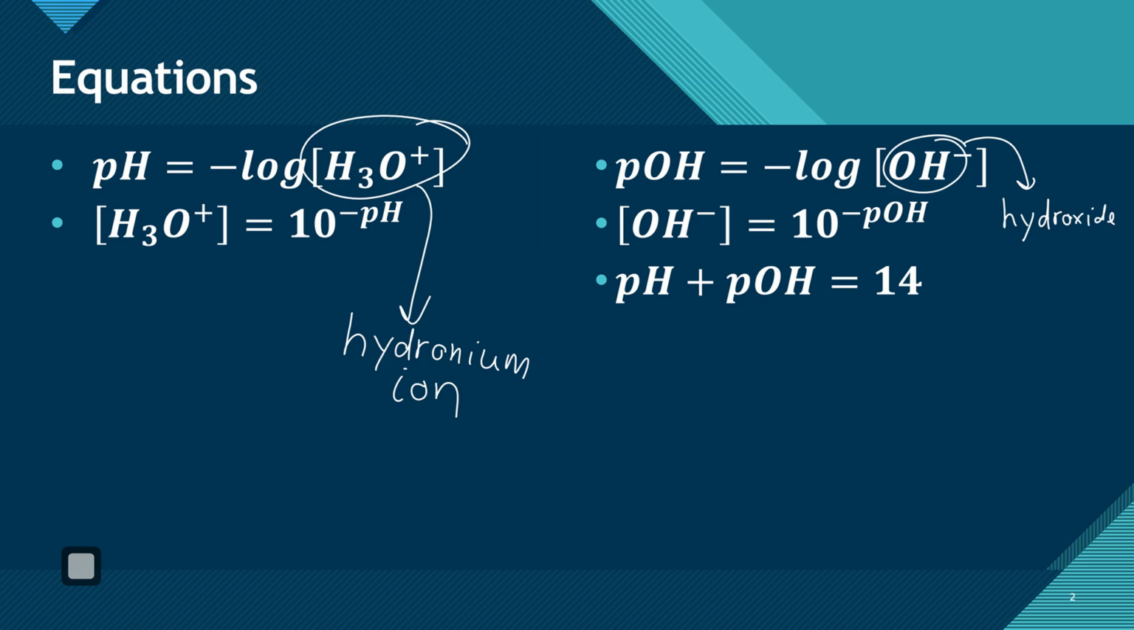Now, there is something called the pOH scale. The pOH scale is actually the base scale. So it's the opposite of the pH scale. If you have a low pOH, you actually have a lot of OH minus, which means it's a base and it's stronger as a base. So it does depend on which scale you are looking at. They are opposite scales of each other.